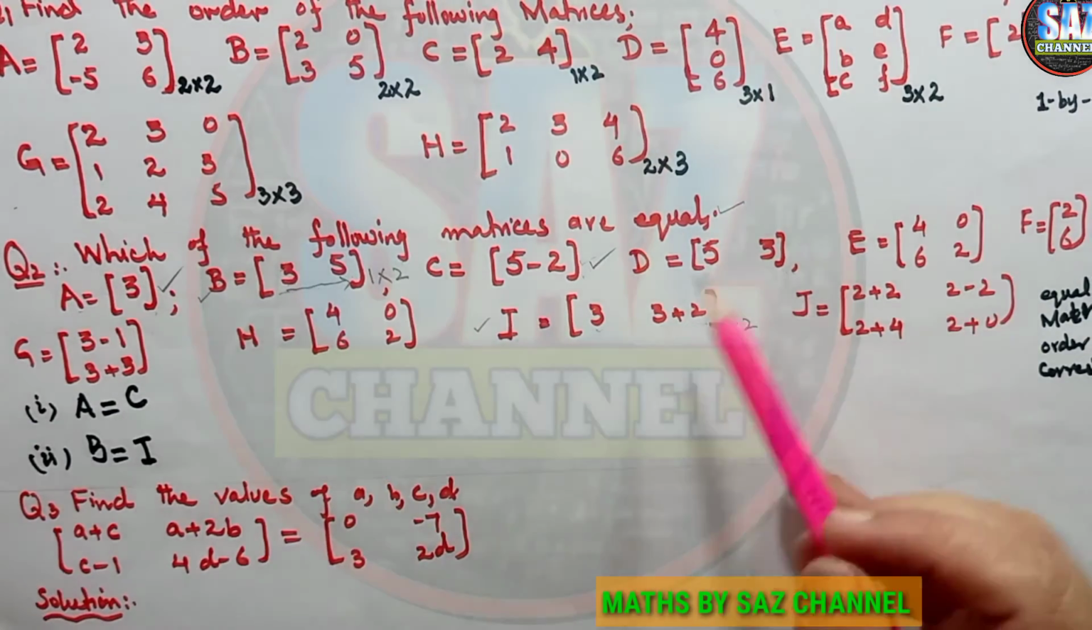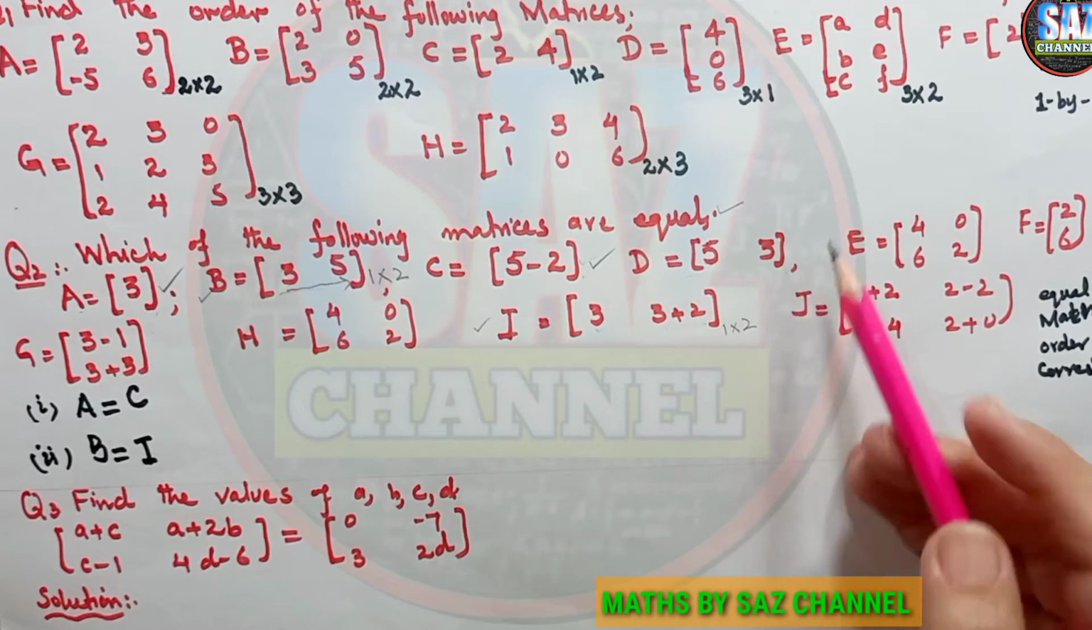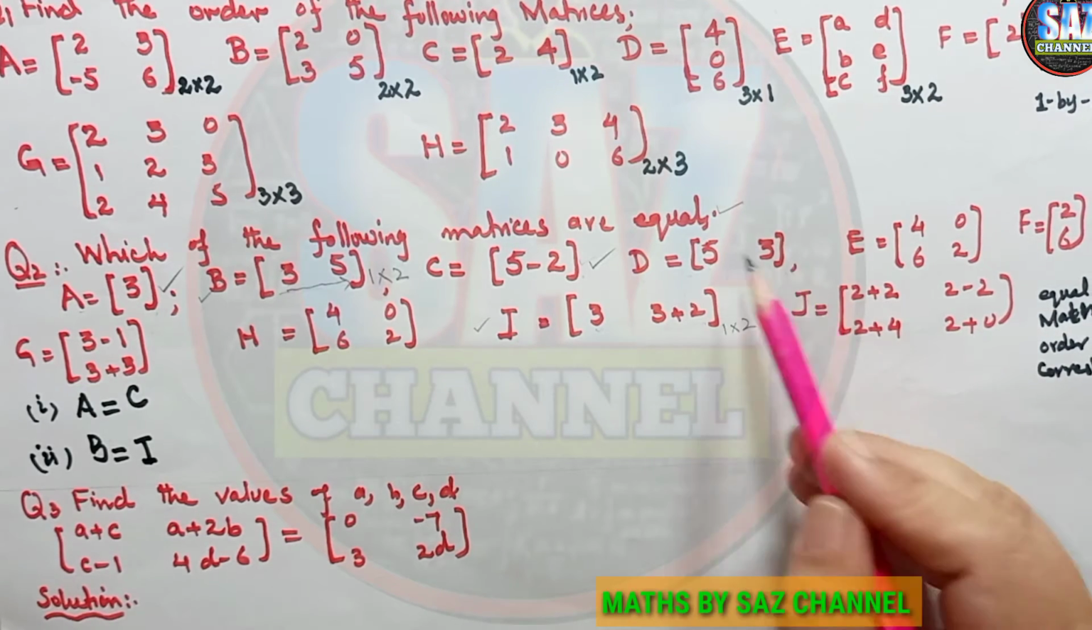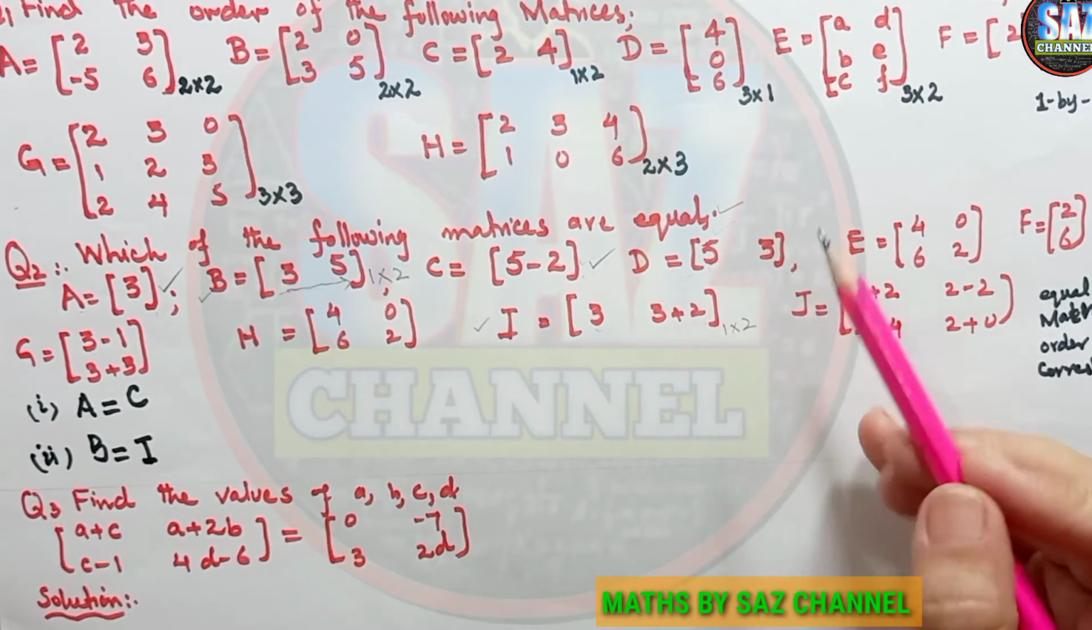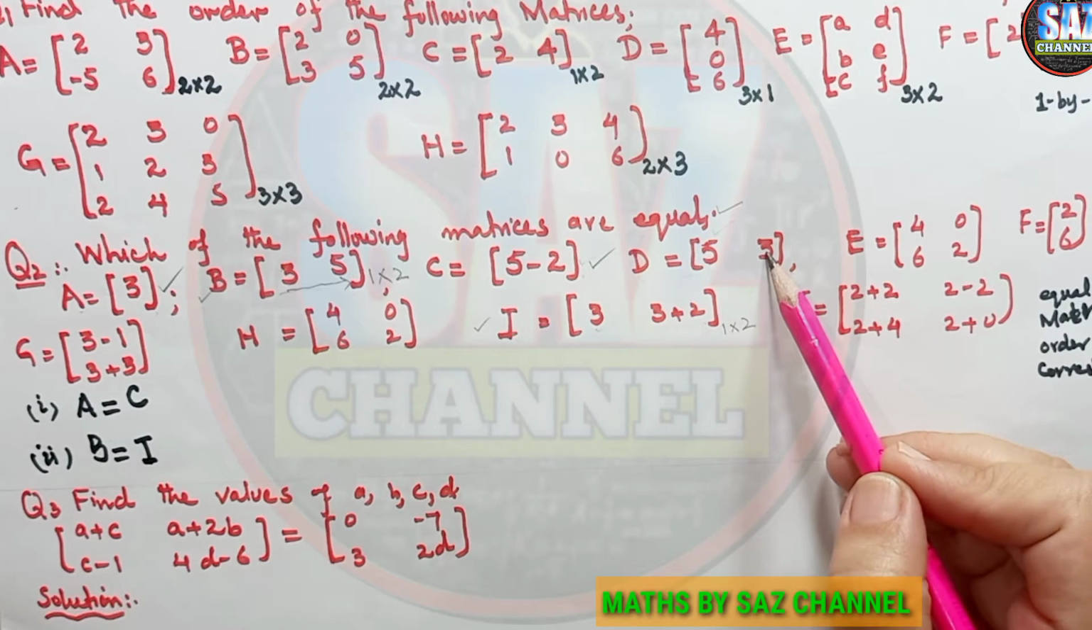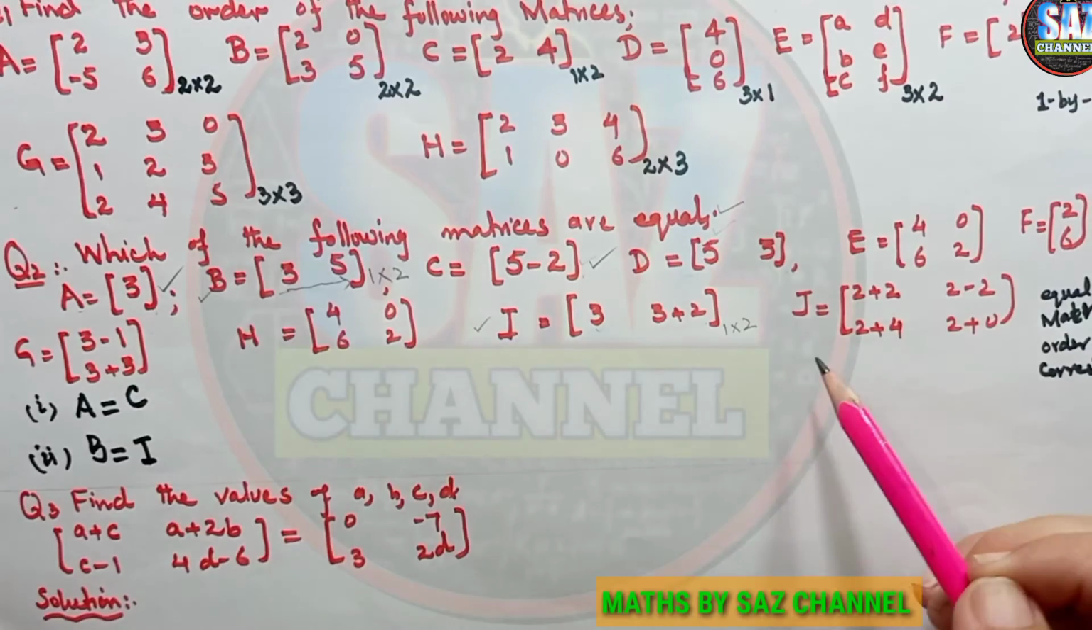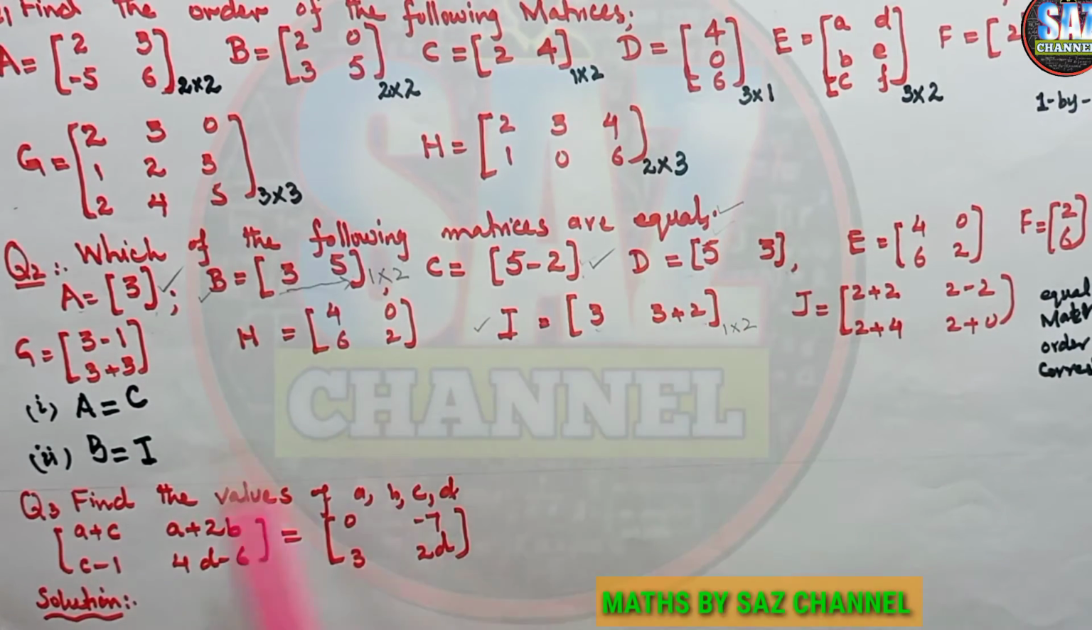Let's move to D, the matrix that has again the order 1 row and 2 columns, with first entry 1 and second entry 3. Now let's see which other matrix can have the same entries. Like if I'm checking, this is a 2 by 2 matrix, this is a 2 by 1.